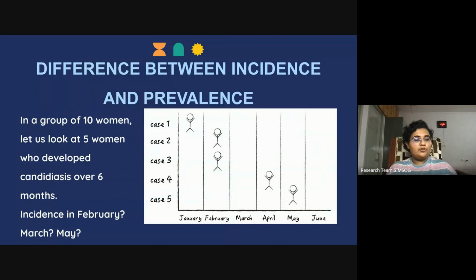Let's say I have a group of 10 women and 5 of them developed candidiasis in the first 6 months of this year. You can see one of them got it in January, 2 in February, 1 in April, and 1 in May. So what would be the incidence in February? You don't need to write the entire sum, just tell me the numerator.